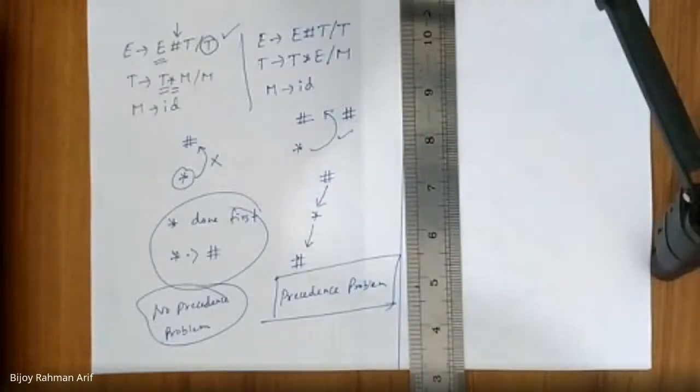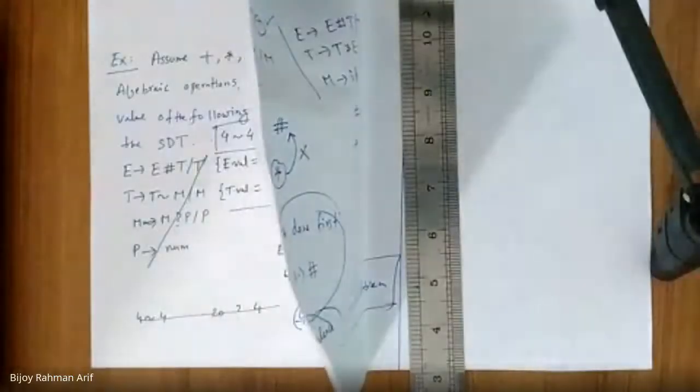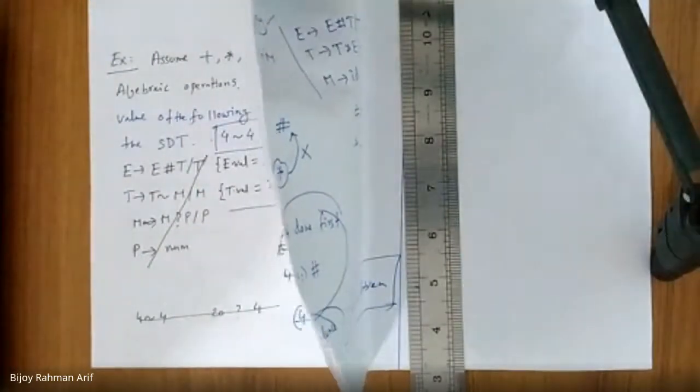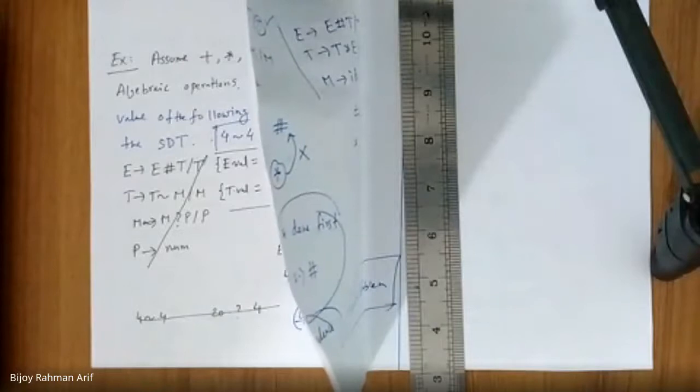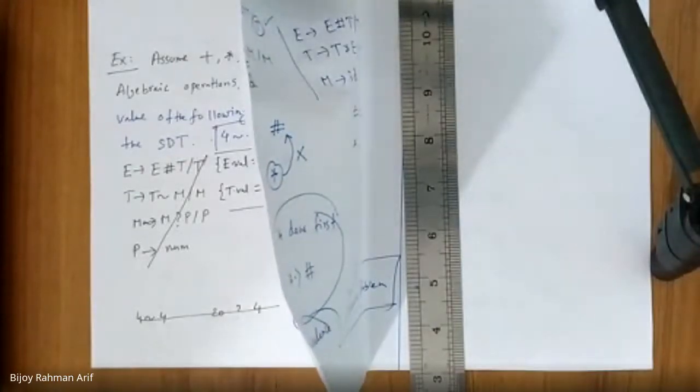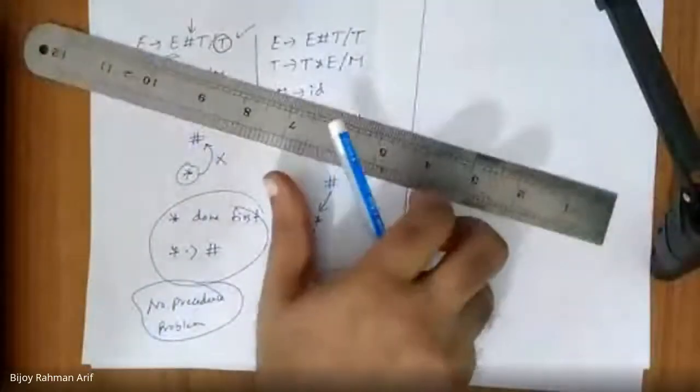If I give you any simple C program, that should produce the correct answer, right? So actually, if your grammar is correct and your SDT is correct, then definitely it is going to generate the correct answer for all the simple programs, right?